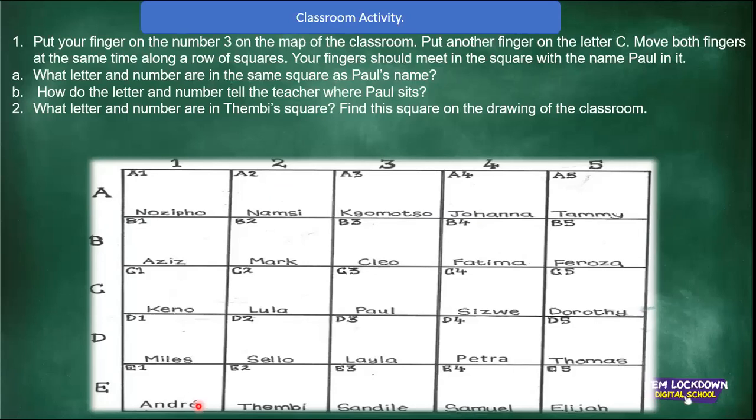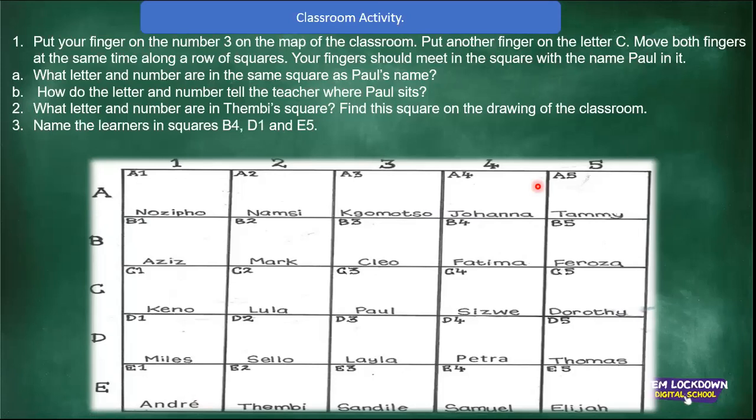Moving forward. Name the learners in squares B4, D1, and E5.